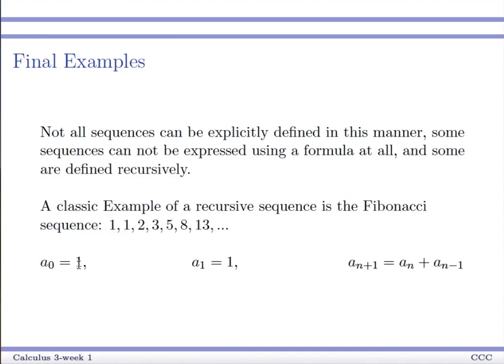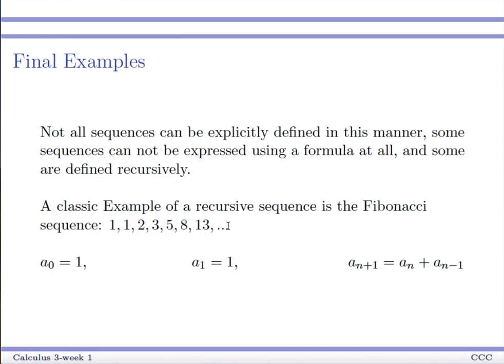So if we let the 0th term be 1 and the first term also be 1, then I can define any term after that in terms of the previous two terms. So the n plus first term is equal to the nth term plus the n minus first term. That is to say, how did I get 8? Well, I got 8 by adding 3 and 5 together. How did I get 13? I got 13 by adding 5 and 8 together.